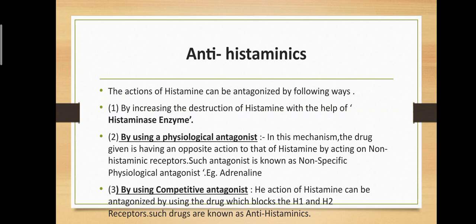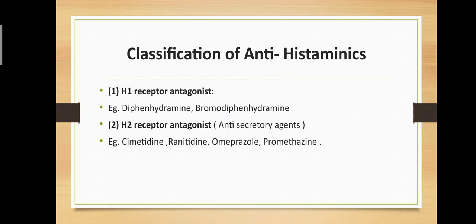A third method, by using a competitive antagonist. The action of histamine can be antagonized by using a drug which blocks the H1 and H2 receptors. Such drugs are known as antihistaminics.